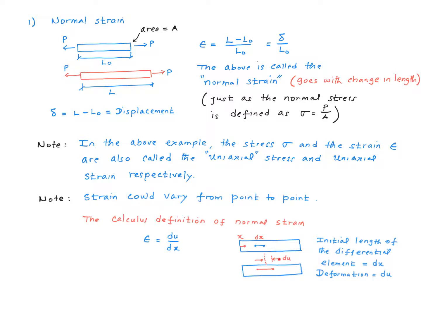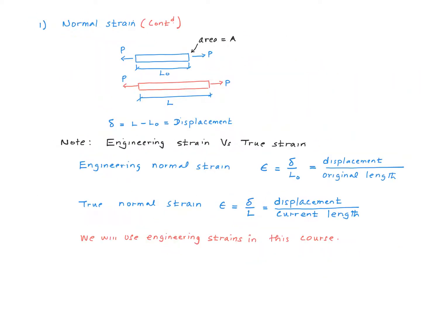The change in length is du, initial length is dx, and therefore the strain is change in length divided by the initial length, du over dx. But the major difference between this and this is here the strain is constant along the length of the rod. Here u, the displacement, could be a function of x, and therefore epsilon, the strain, could also vary from point to point.